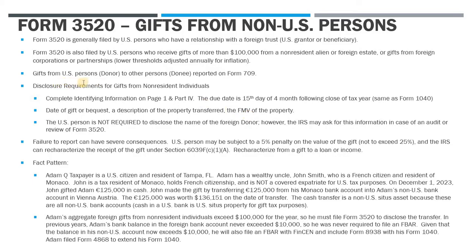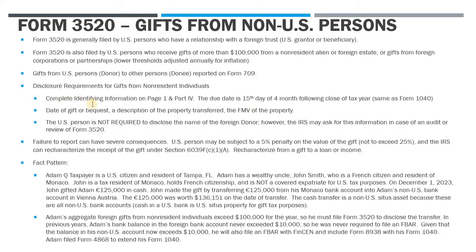Now, for gifts from U.S. persons, so when the U.S. person is the donor, the U.S. person generally has to disclose the gift on a Form 709. However, the filing responsibility is reversed here because the non-resident doesn't have any filing obligations. So that's why the 3520 is required when a U.S. person receives gifts from foreign persons.